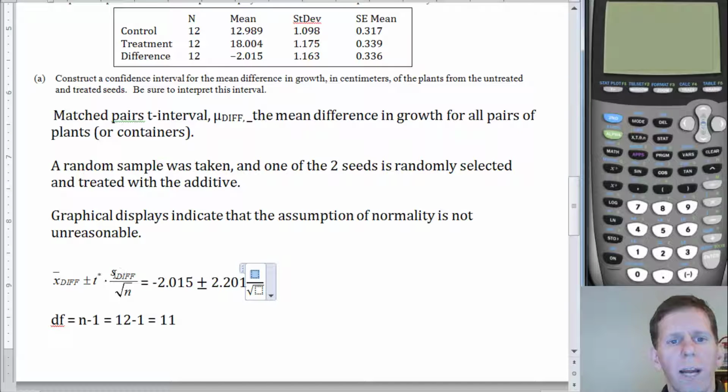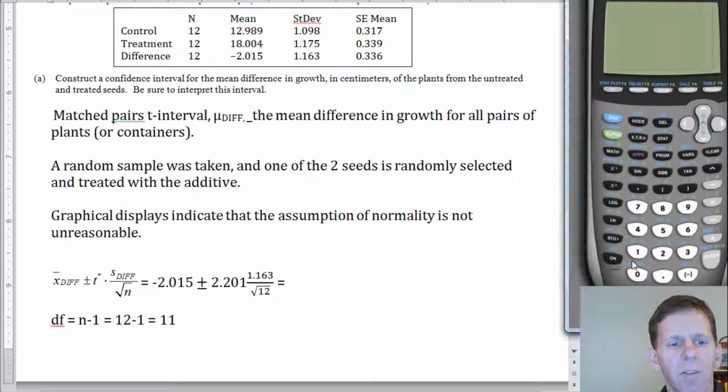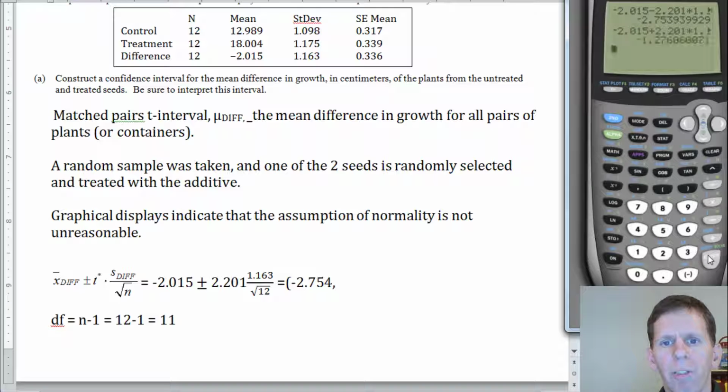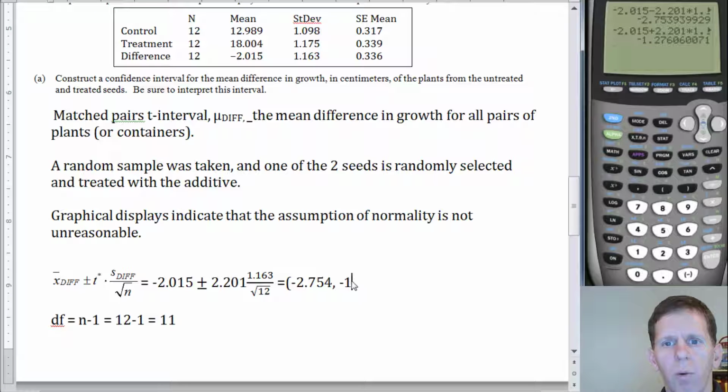The numerator of your fraction is the standard deviation of the difference. So we go to standard deviation of the difference, and it says here it is 1.163. And n is 12. We'll type this in your calculator and calculate the 2 values in your confidence interval. The first value, we get negative 2.754. Then we replace the minus sign with a plus sign in the formula, hit enter, and we get our other value, negative 1.276. We put these numbers in parentheses and separate them with a comma.